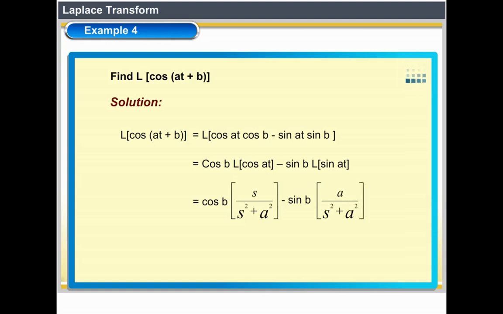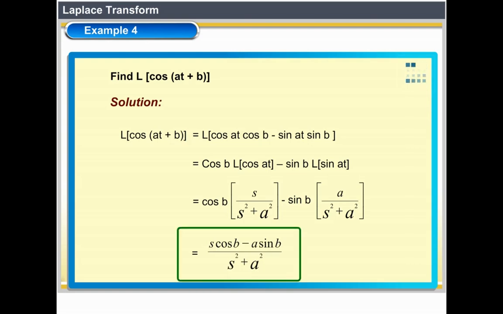After simplifying this, we get the answer: s into cos b minus a into sin b divided by s square plus a square. We just added these two things because the LCM is the same. If the LCM is not the same, we have to take the LCM and then add.